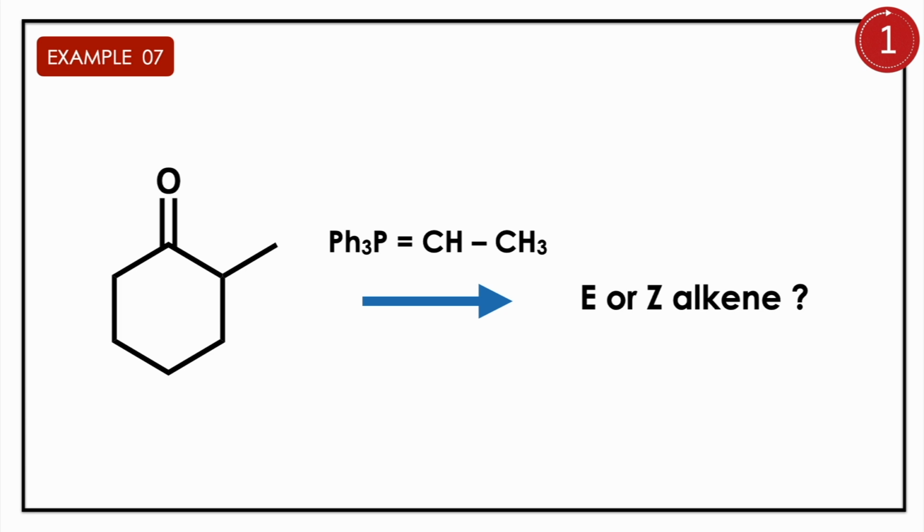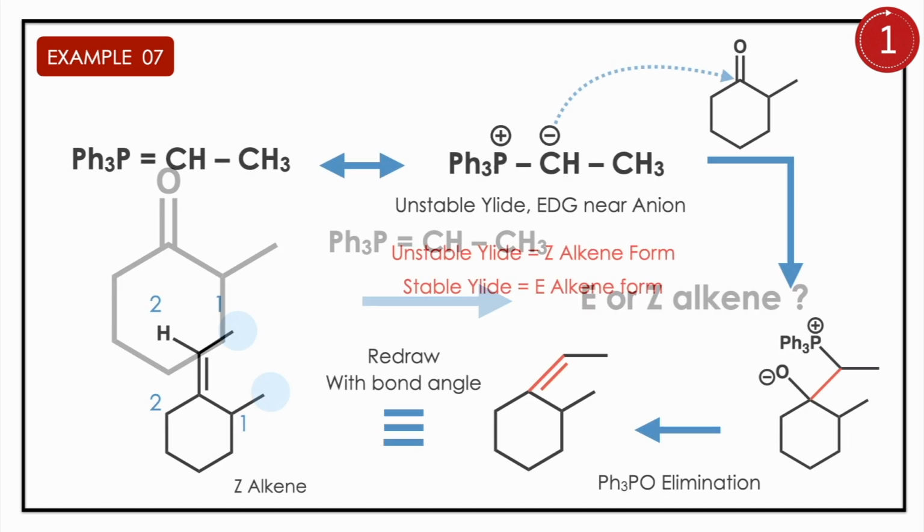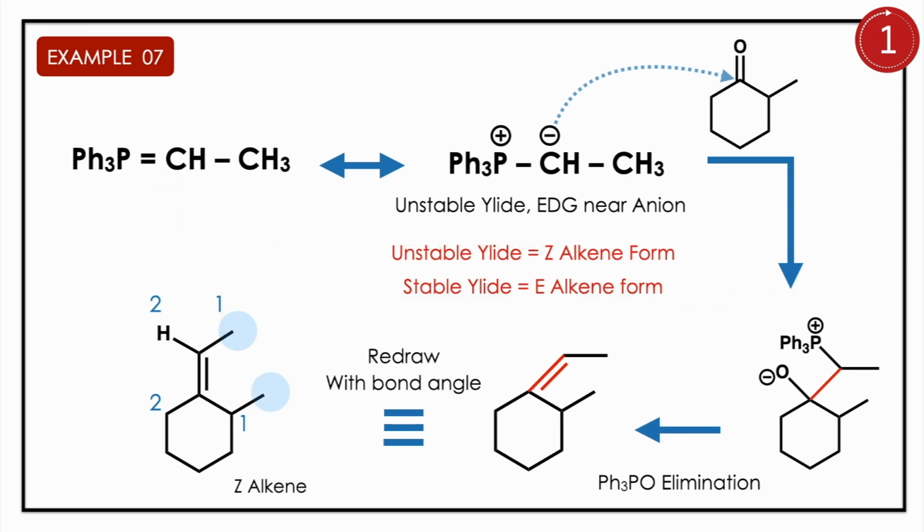Then the next reaction, you have cyclohexanone. At the alpha position, you have a methyl group. Phosphorus ylide you are using. We should find whether the product is E alkene or Z alkene. Here phosphorus ylide you are using. We should redraw the molecule with charges. Carbon has negative charge, phosphorus has positive charge. The negative charge is attached to an electron donating group, which is the methyl group. So it's an unstable ylide, probably forming Z alkene.